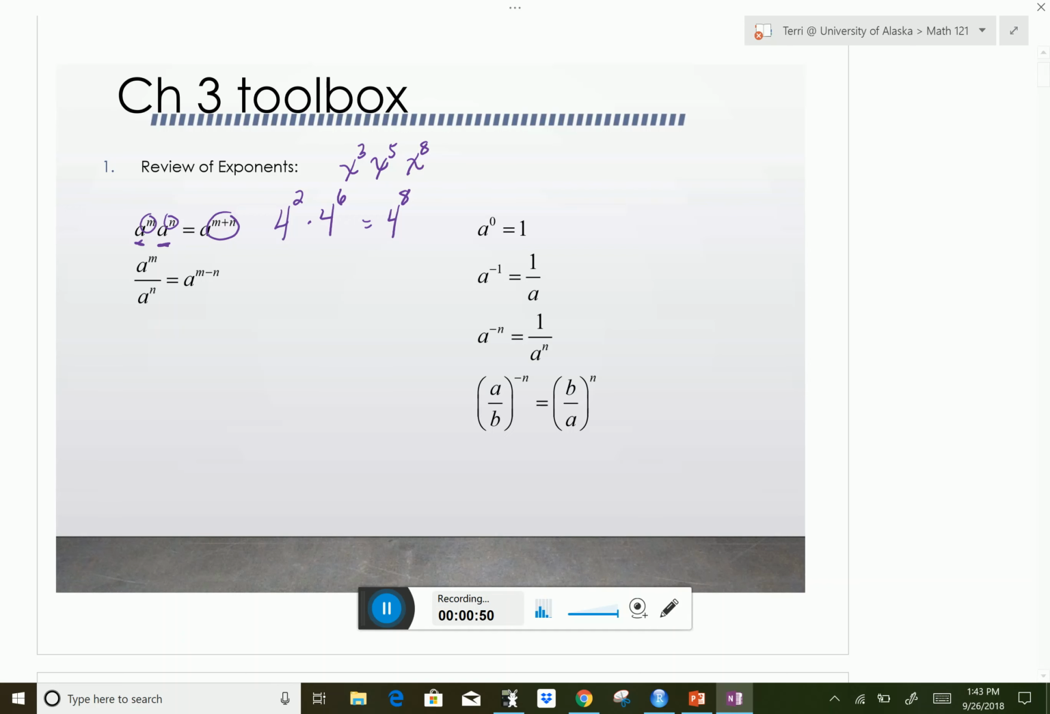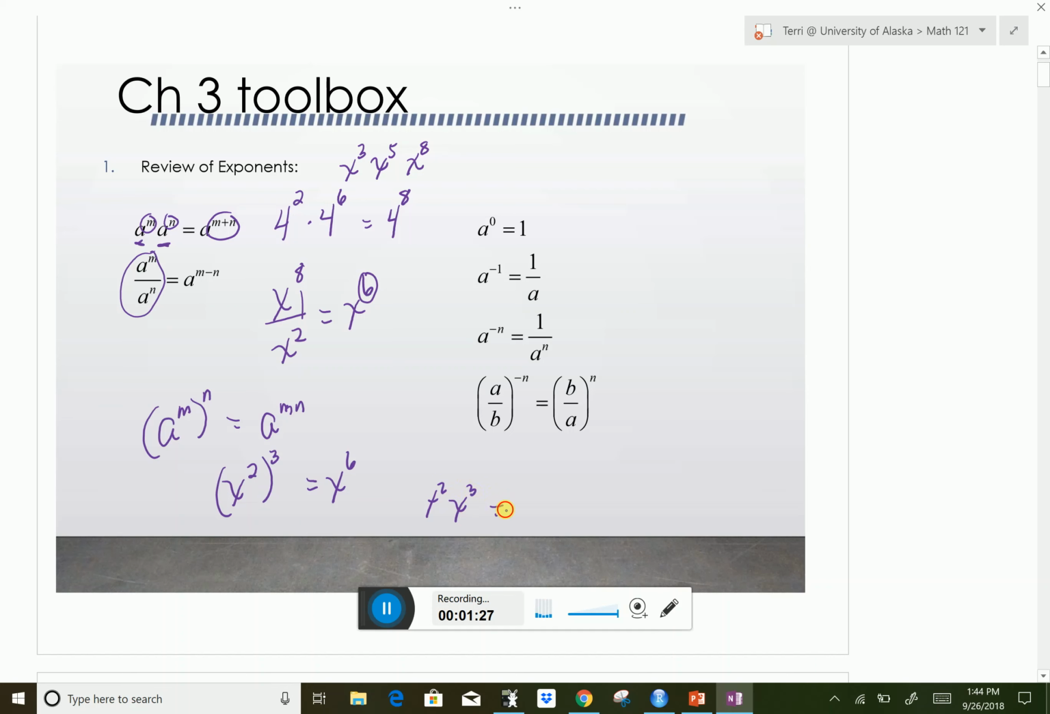The next one, we can do the same thing with division. If I have x to the 8th over x squared, that's x to the 6th power. I don't divide the exponents, I subtract the exponents. And I didn't put this on here, but if I have a to the m, to the n power, that's when I multiply the exponents. So x squared and then cubed is x to the 6th, whereas x squared times x cubed is x to the 5th.